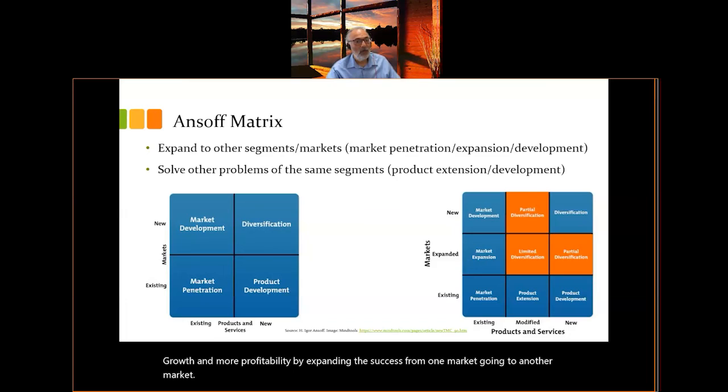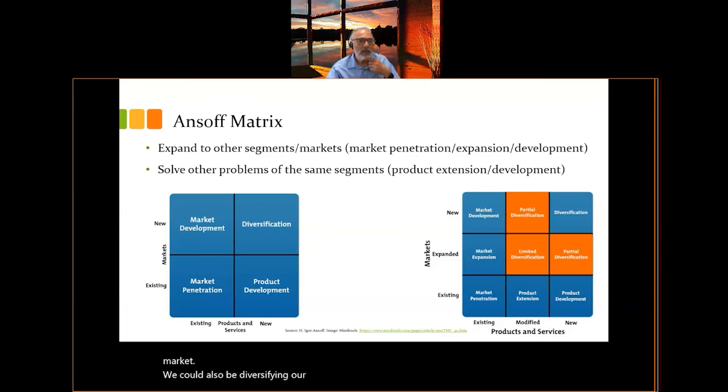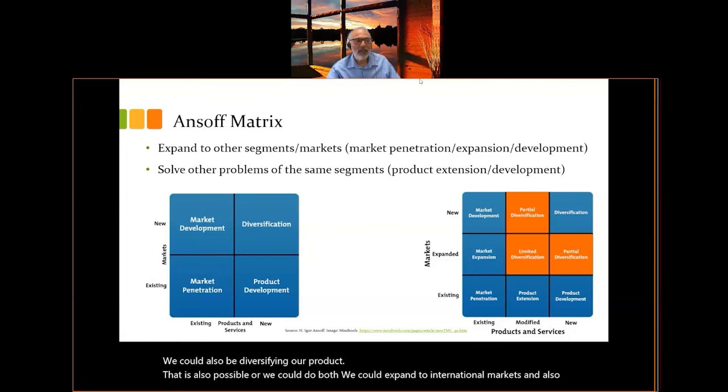We could also be diversifying our product. That is also possible. Or we could do both. We could expand to international markets and also diversify our products. So it's a kind of a matrix.